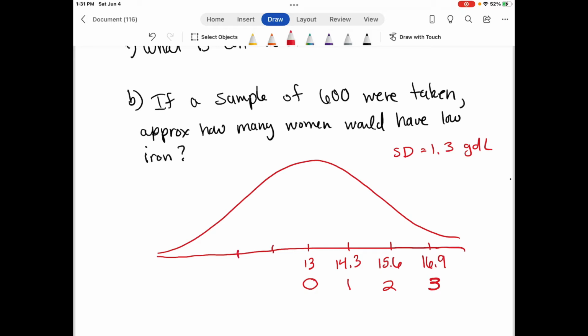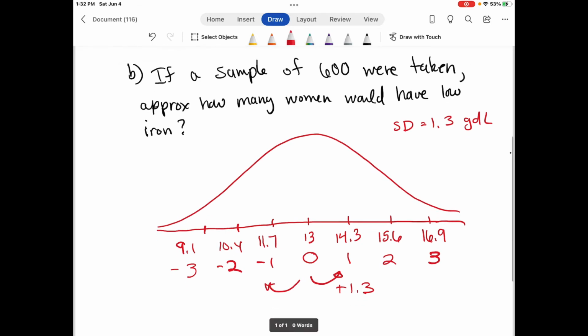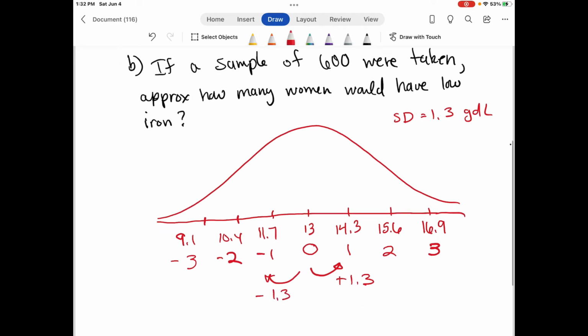Now, when I go to the left, I have to subtract because I'm going lower than 13. So I'm just going to keep subtracting 1.3. So I have 11.7. That will indicate that I'm going 1 standard deviation to the left. And I'm going to show that it's to the left by using a negative. Then 10.4 will be 2 standard deviations to the left. And 9.1 will be 3 standard deviations to the left. So when I go this way, I'm adding 1.3 for each of those tick marks. And when I go this way, because I'm subtracting, I take away 1.3.